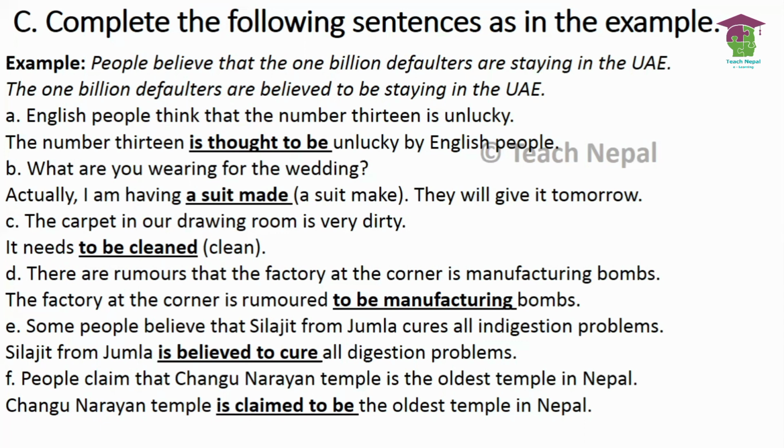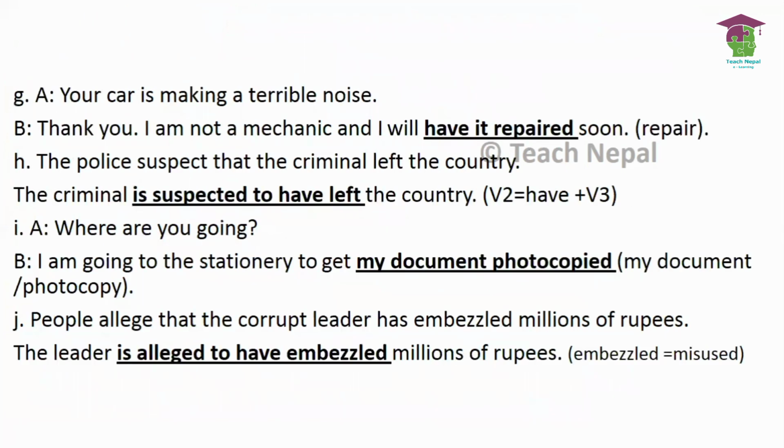Next, you can see number F, that it is about using claim to or claim to be, right? So Chargundaran temple is claimed to be the oldest temple in Nepal. In such a way you can write. Number G, your car is making a terrible noise. Thank you, I'm not a mechanic, I will have it repaired soon, right?